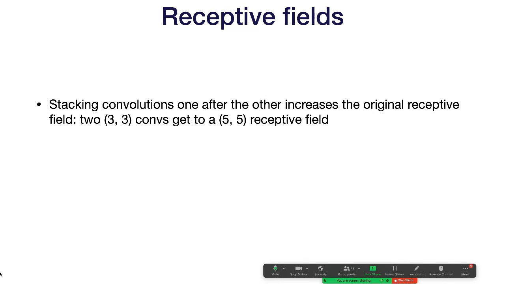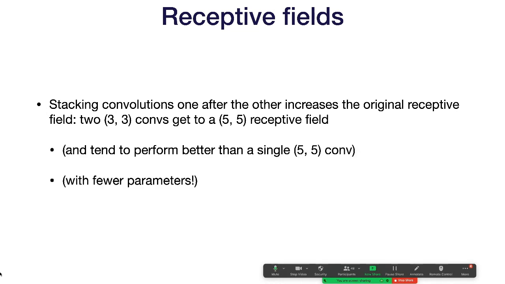Just to review, stacking 2 convolutions one after the other increases the receptive field. One thing you can notice is that if you stack 3 by 3 convolutions, you get the same receptive field as a single 5 by 5 convolution. And a couple of nice properties are that in practice, this actually tends to perform a little bit better, maybe because you have an extra nonlinearity, even though there are actually fewer parameters. There's 2 times 3 by 3 for the two 3 by 3 filters, which is 18, and then there's 25 in the single 5 by 5 filter. So fewer parameters and empirically better performance.